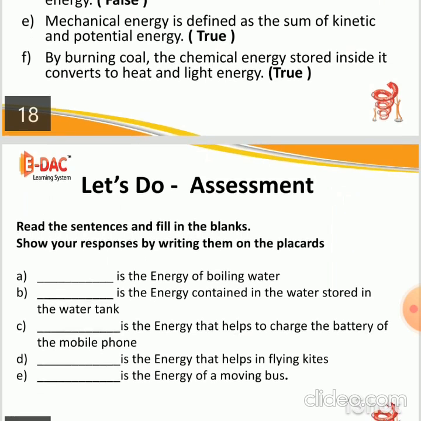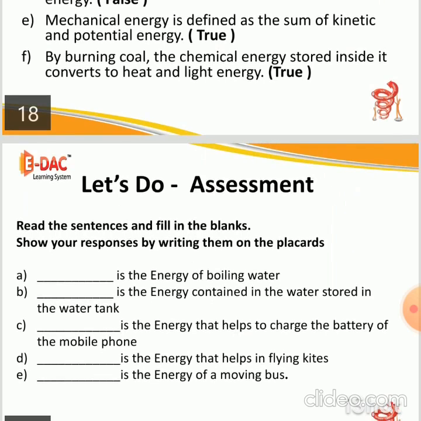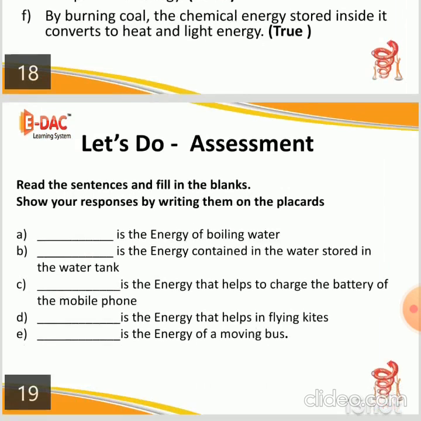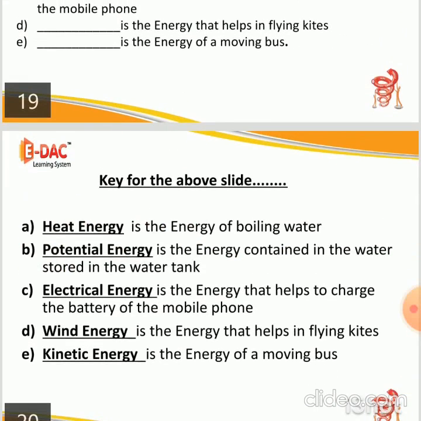It should be true. Water stored in a dam would have high potential energy. False. Mechanical energy is defined as the sum of kinetic and potential energy. True. By burning coal, the chemical energy stored inside it is converted into heat and light energy. Completely true.